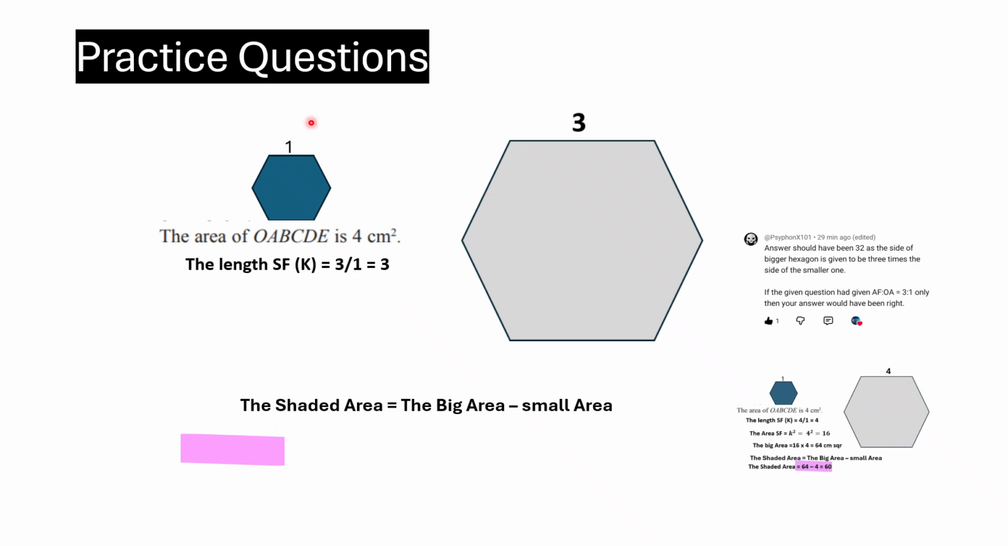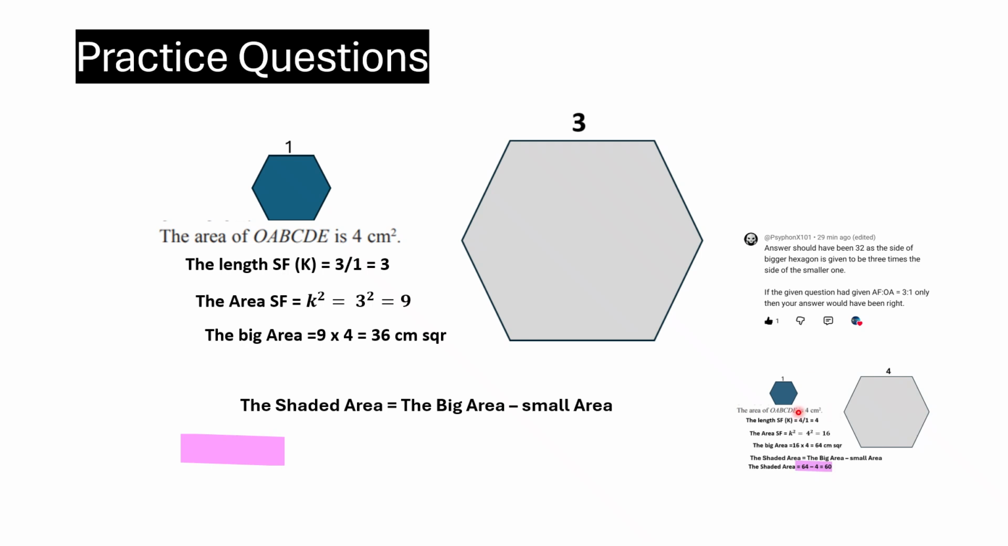Now we first need to find the scale factor. If this is 1 and that's 3, the scale factor is going to be 3 divided by 1, which is 3. Because we want to find area, we will square the scale factor. It's going to be 3 squared, which is 9. And then to find the big area, we'll just multiply the small area by 9. So the big area is 9 times 4, which is 36.